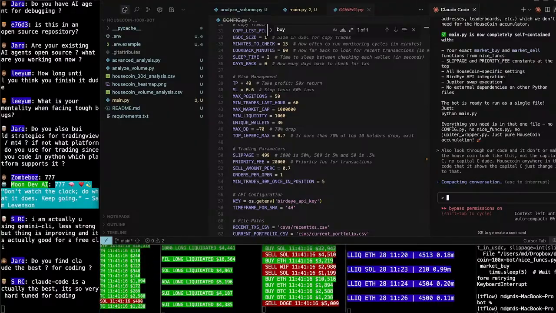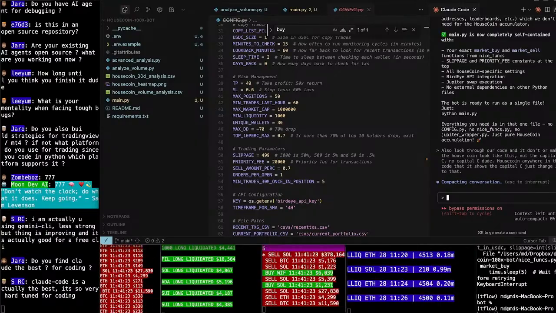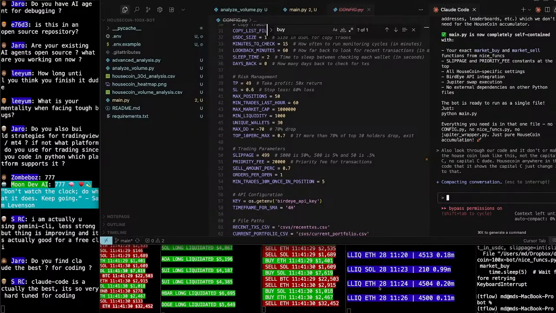Claude Code is actually the best. Okay. It's very hard tuned for coding. That's what it seems, dude. Seems like it's the absolute bestie best. It's the bestie.